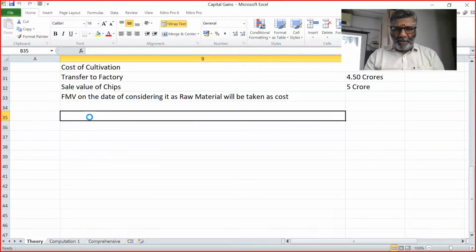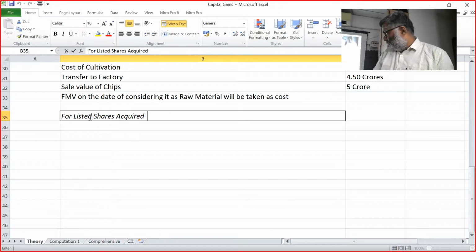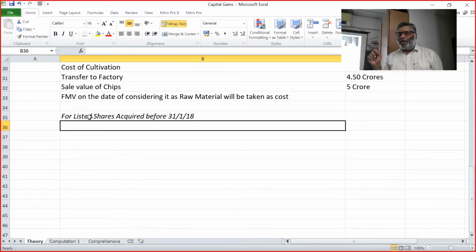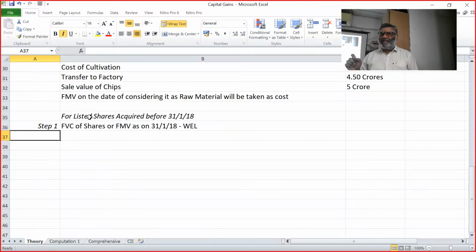For listed shares acquired before 31/1/18, two steps of computation. I told you what is the significance of the date 31/1/2018. Okay. Step 1: Full value of consideration of shares or fair market value as on 31/1/2018, whichever is less. Okay. So technically it cannot exceed FMV as on 31/1/2018. That's why whichever is less.